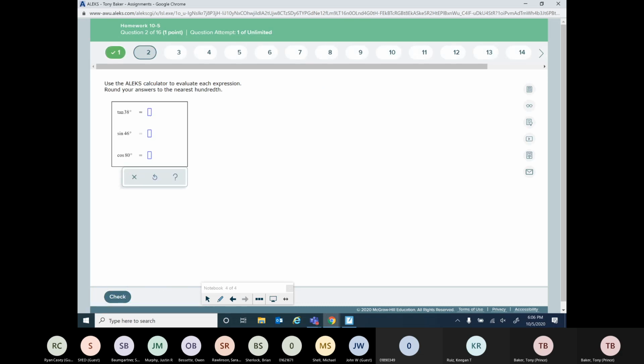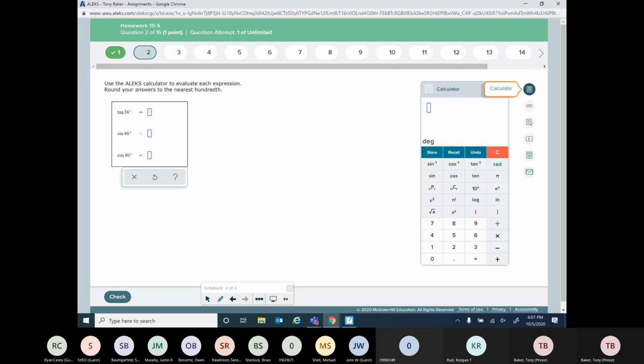Next thing we're going to look at is basically right triangle trigonometry. The first two topics are pretty simple. This one's really easy. All you're doing is typing into the calculator. So you're just going to do tangent of 38, sin of 46, and cosine of 80. You can use any calculator you want. The Alex calculator actually works pretty well for this.